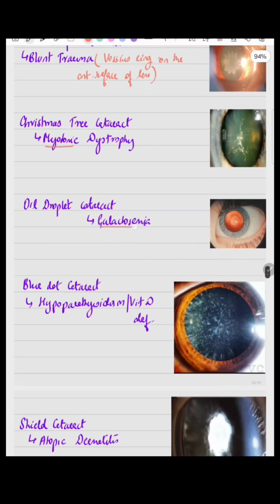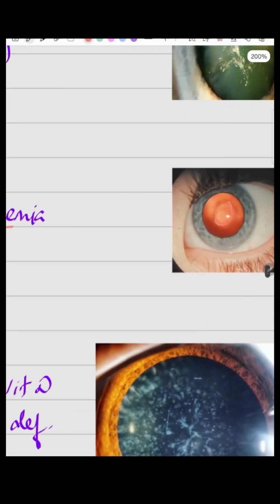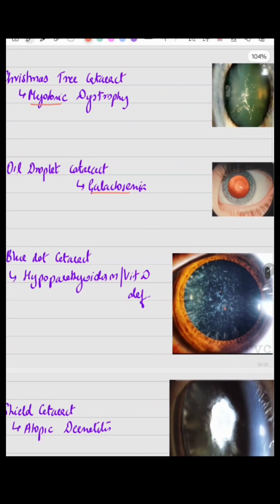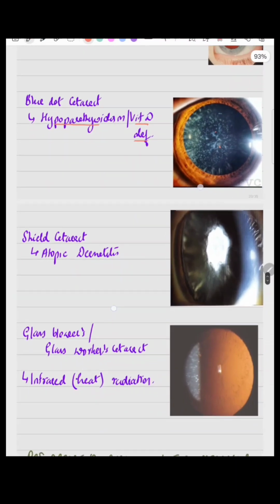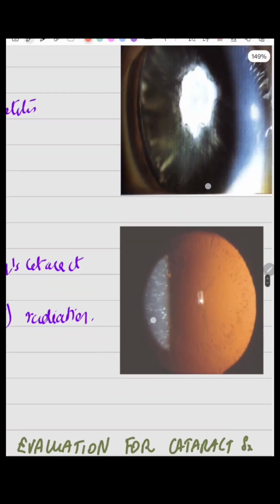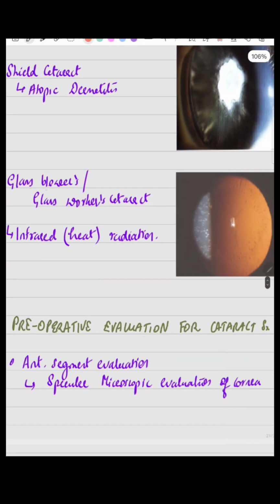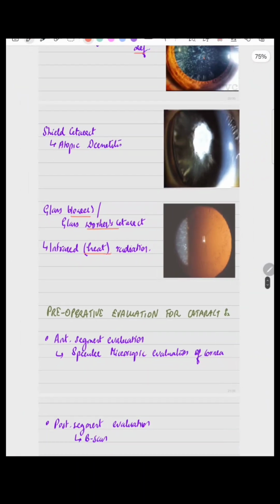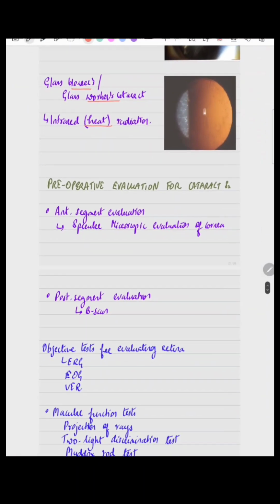Oil droplet cataract is seen in galactosemia. Blue dot cataract is seen in hypoparathyroidism or vitamin D deficiency. Shield cataract is seen in atopic dermatitis. Next is the glass blowers or glass workers cataract, due to infrared heat radiation. These are secondary or complicated cataracts.